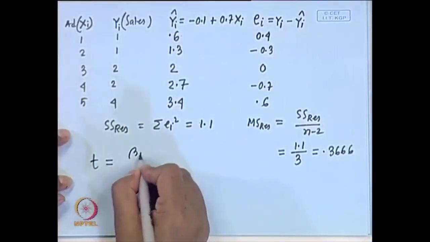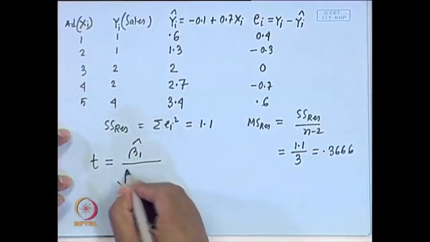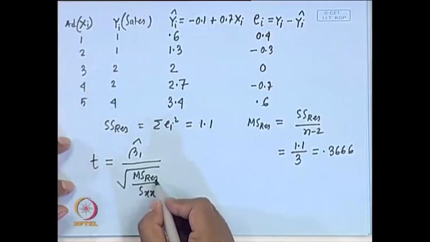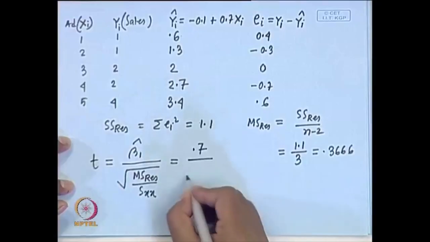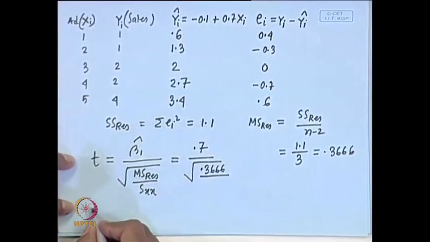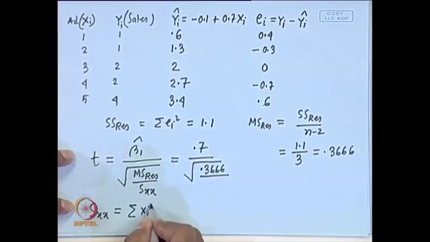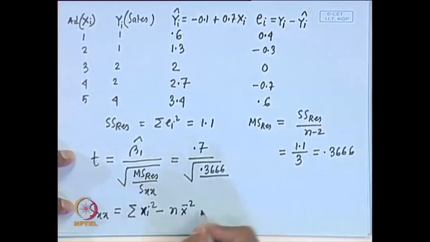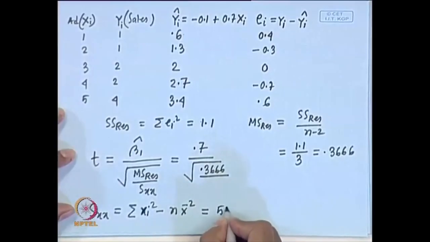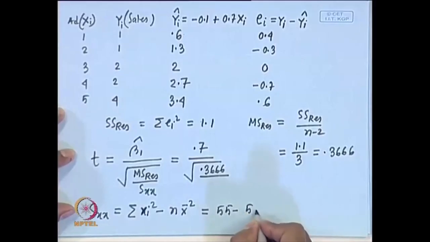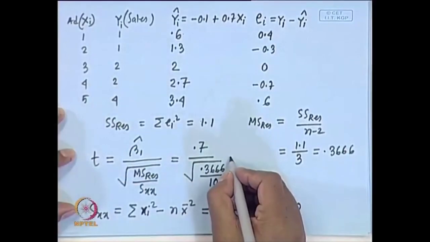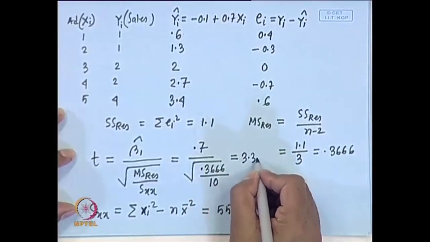Okay. So, let me compute the test statistic value t. t equal to beta 1 hat by root over of MS residual by SXX. So, we know the value of MS residual, beta 1 hat equal to 0.7, and the value of MS residual is 0.3666. What is SXX? SXX equal to summation x i square minus n x bar square. It is not difficult to compute from here, you are given the x i values. So, this is equal to 55 minus n equal to 5 and x bar equal to 3 square, which is going to be 10, and the ultimate t value is going to be 3.356.